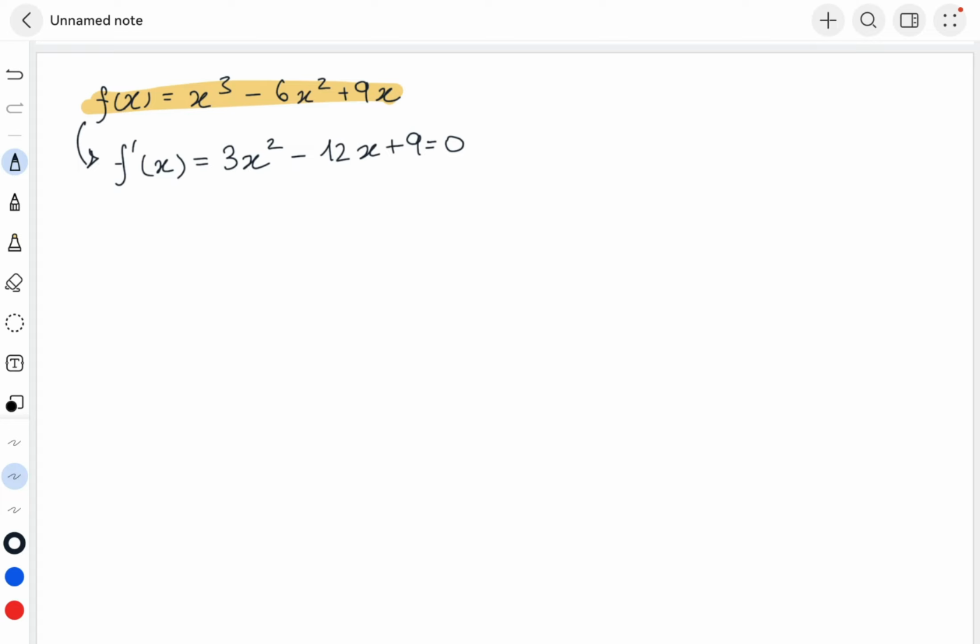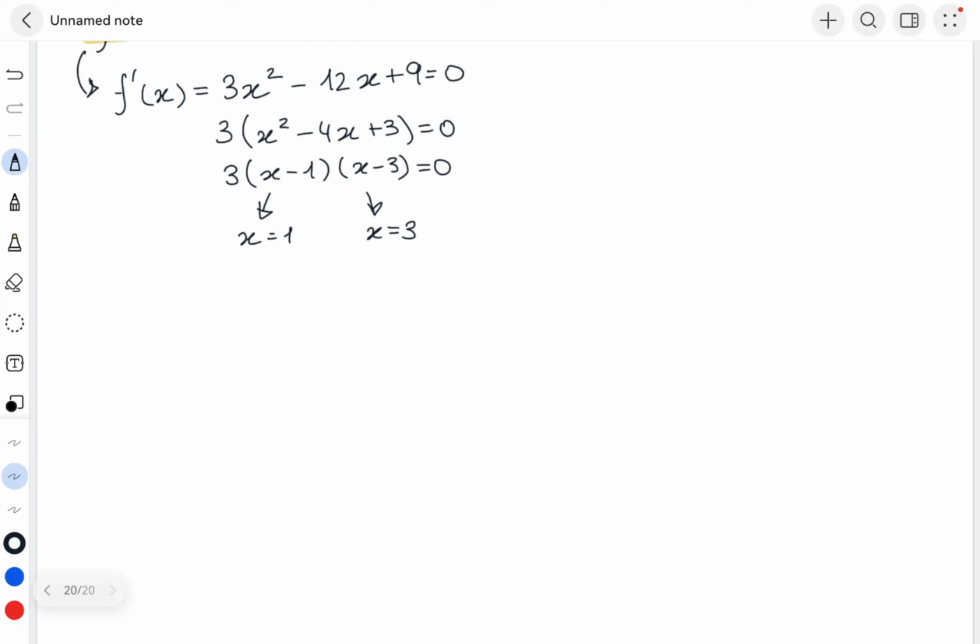Now we need to factorize. To factorize, we can take a 3 as a common factor here. We'll be left with x squared minus 4x plus 3 equals 0. Now we can use mode 5-3 on the calculator, which will give us (x minus 1)(x minus 3) equals 0, which will give us x equals 1 and x equals 3. Now, these are for the first derivative test. Let us just highlight them, and I'll tell you their importance at the end.